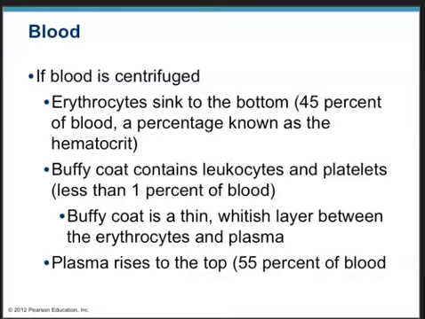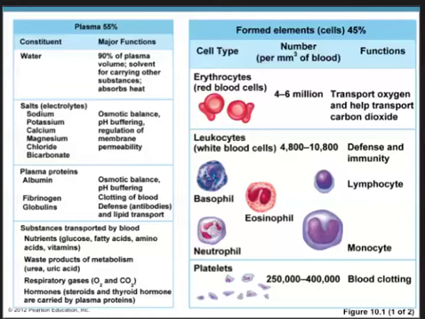Your blood's hematocrit will change depending on the demand of tissues for oxygen. Under high oxygen demand conditions, the hematocrit will rise, and under low oxygen demand, the hematocrit will stay right around that 45% mark. This is just a chart showing you the different components of blood. You can see that most of it really is water. This is the plasma component, the 55%.